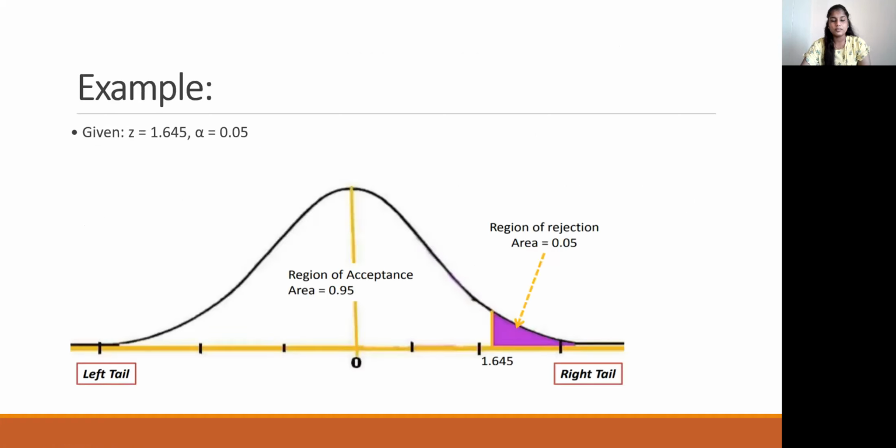Example. This is the example for one-tailed. Given Z is equal to 1.645, alpha equal to 0.05. This is the region of acceptance, area is equal to 0.95. Region of rejection is area equal to 0.05. This is the right tail. At the right tail, the region of rejection starts at 1.645, and this is the left tail.